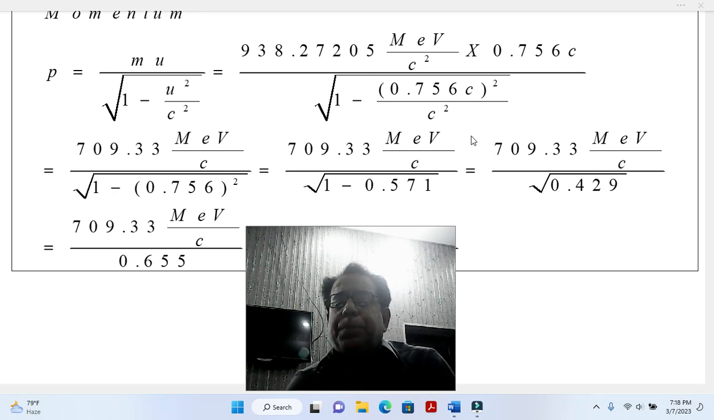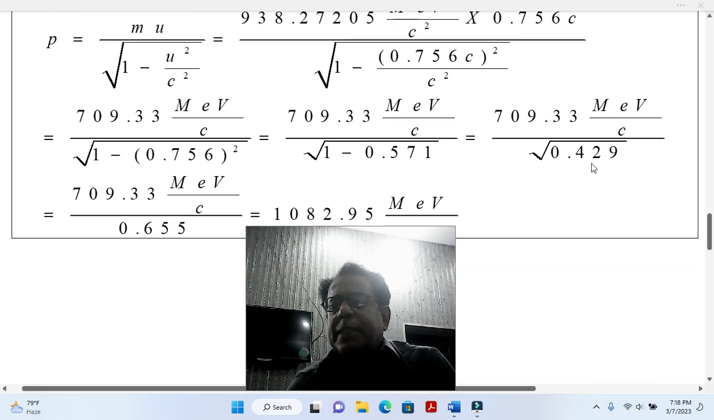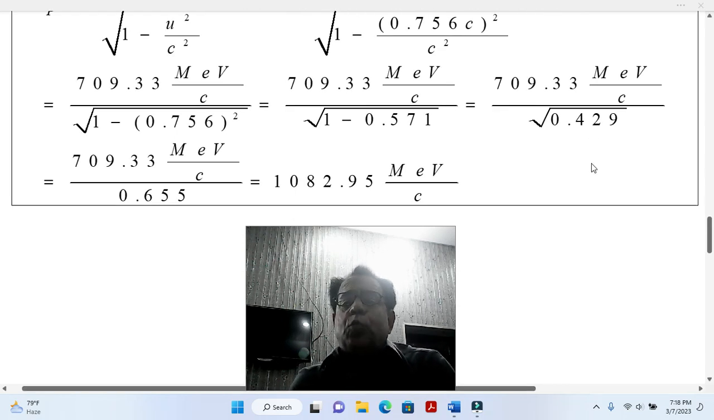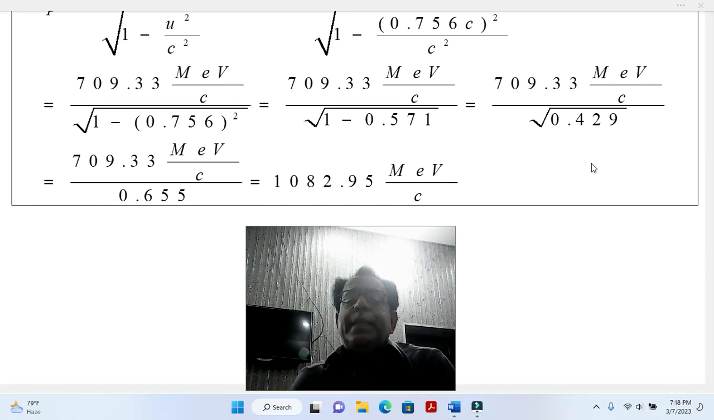Even in the next step there is no change in the denominator, and the only change is in the numerator, that is, under root of 0.429 is 0.655. In the next step, million electron volt over c is the same as in the previous step. We have solved only 709.33 divided by 0.655, and this has resulted in 1082.95 million electron volt over c.